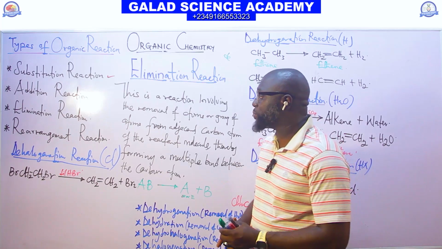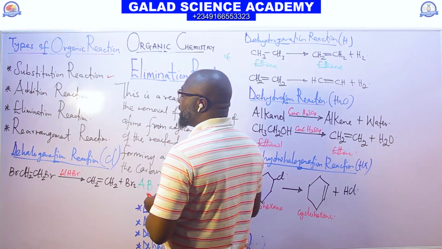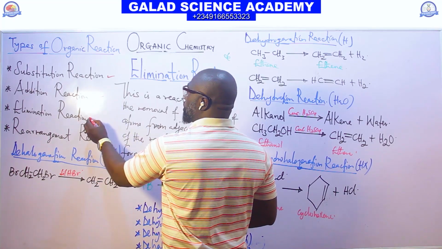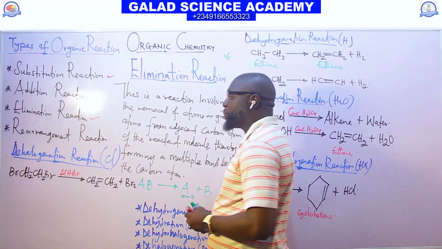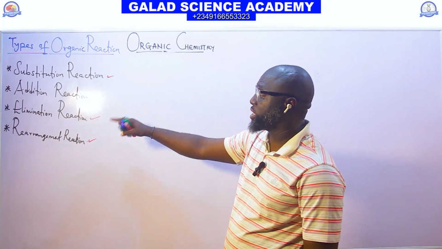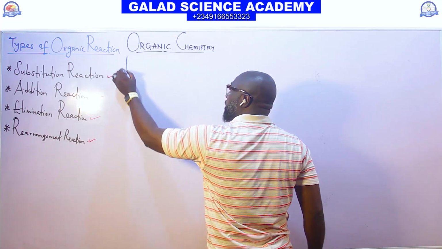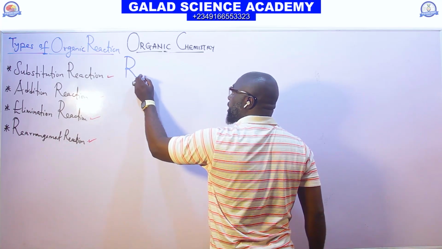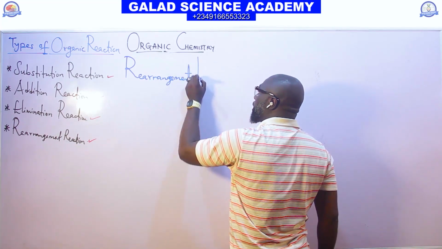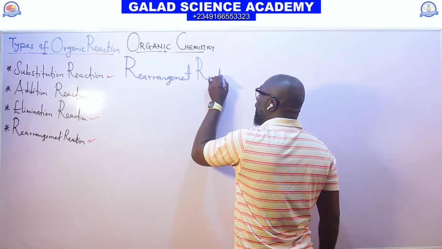Here. So the last aspect of organic reaction that we are going to treat now is rearrangement reaction. So we are done with substitution, addition, elimination. The last aspect is what? Rearrangement reaction. Or the last basic type of organic reaction is rearrangement reaction. Rearrangement reaction. If you are talking of what? Rearrangement what? Reaction.